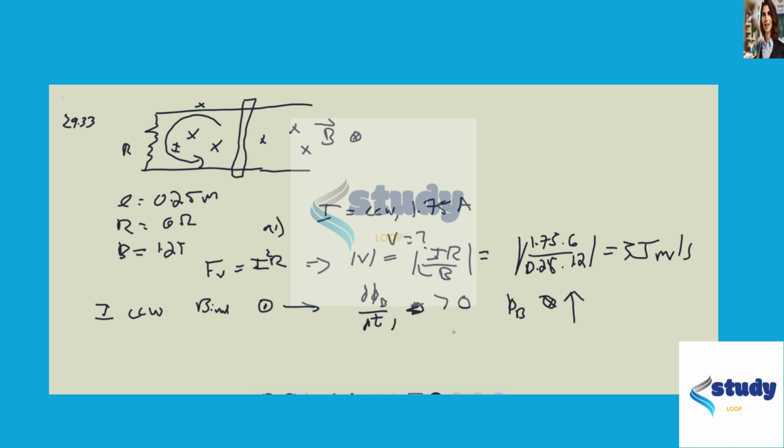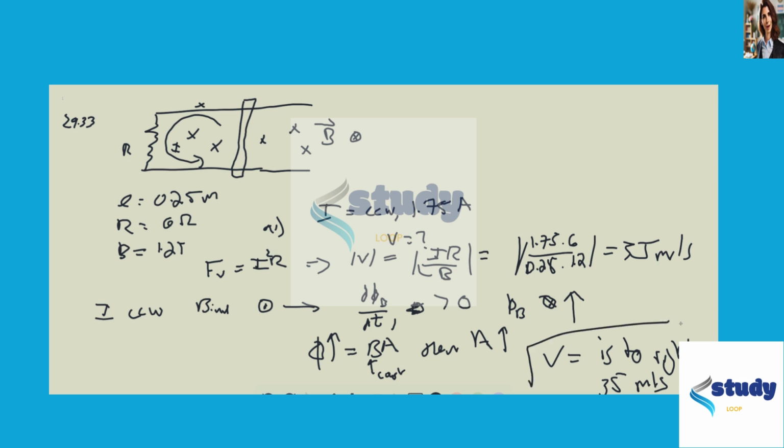So our flux is increasing, but flux is just B times A. If B is constant, then A has to be increasing. So V is to the right. 35 meters per second to the right. Awesome, because we're having an increasing flux, so the area has to get bigger, and the area of this must get bigger if V is going to the right. Cool.